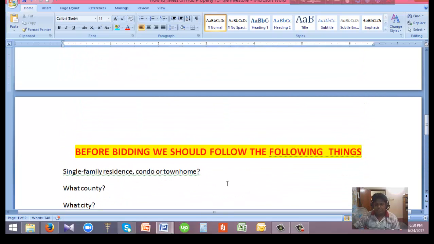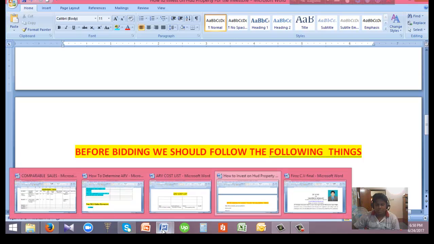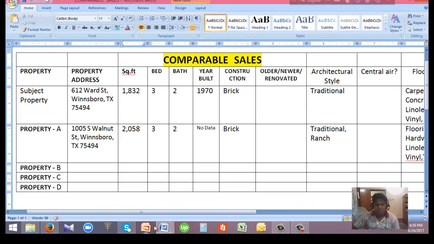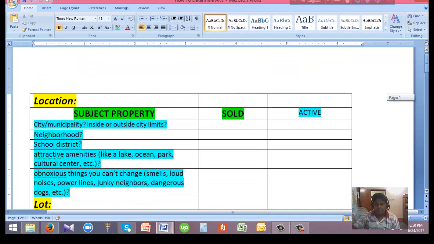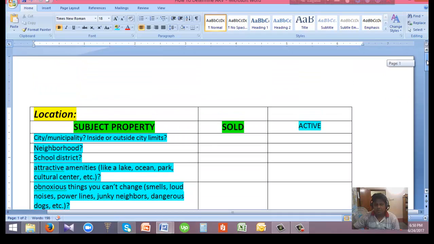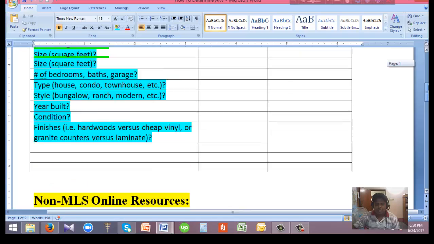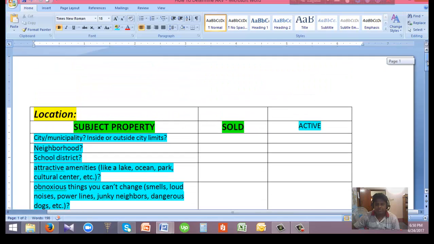And as my primary purpose is to explain running comps and determining the ARVs, we will discuss this in detail. Here are the details of how I run comps on HUD properties. Usually I follow these steps for all the properties that I run comps on.